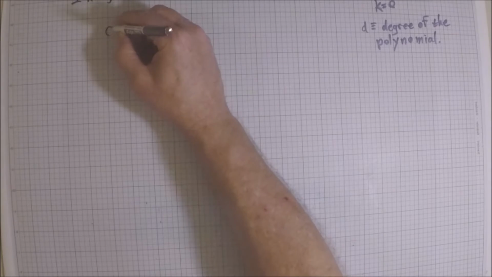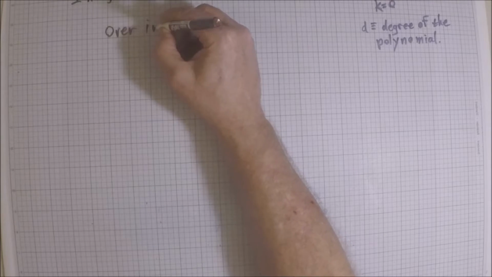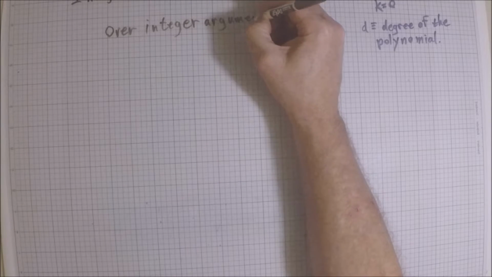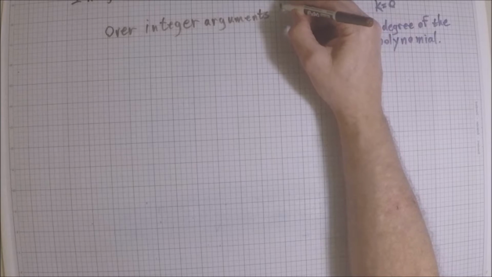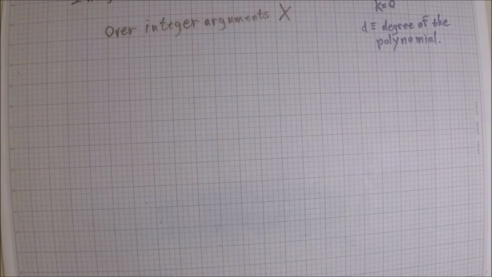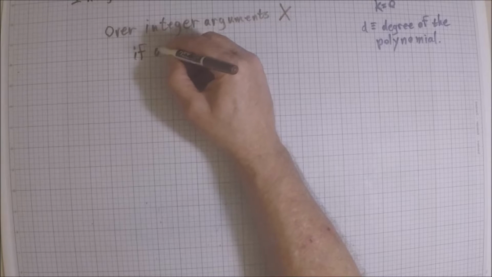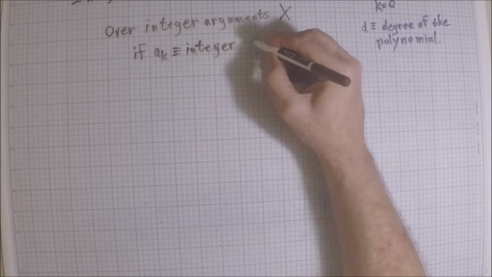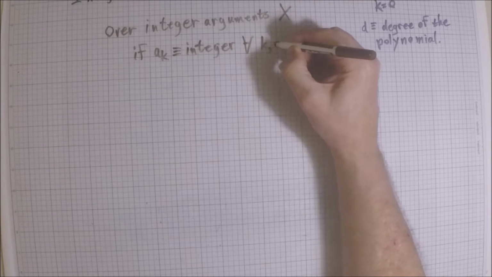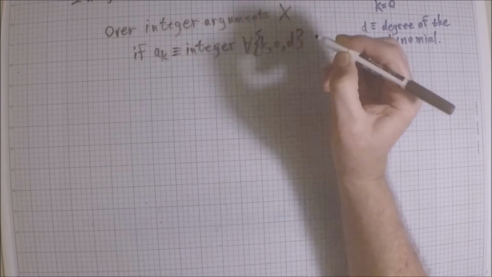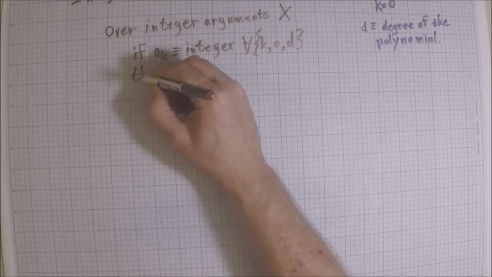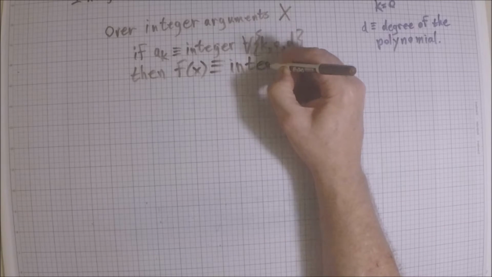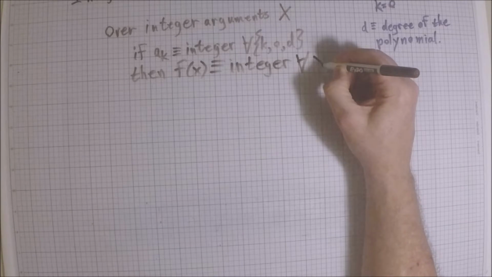For any polynomial with positive integer degree d, let's consider the polynomial over all integer x. So obviously, if all of the coefficients, the a subscript k of a given polynomial of degree d, where k runs from 0 to d, are integers and all of x are integers, then obviously all of the values f of x are integers. So f of x is an integer for all x.